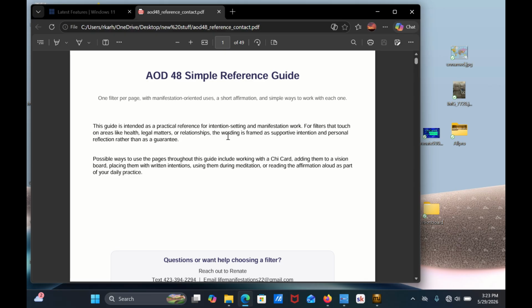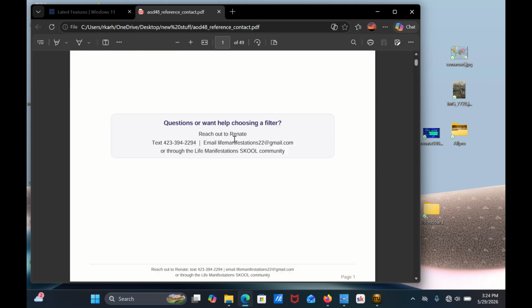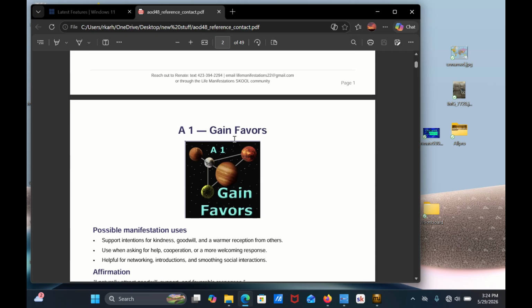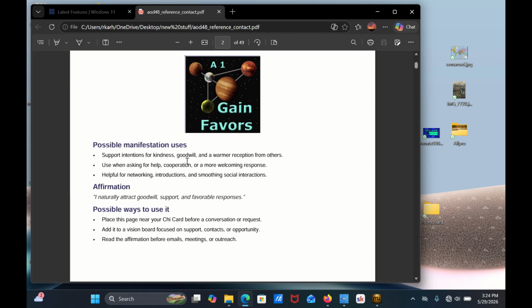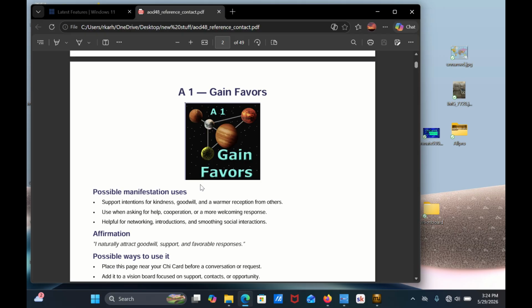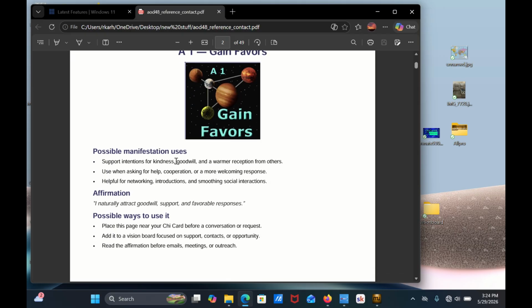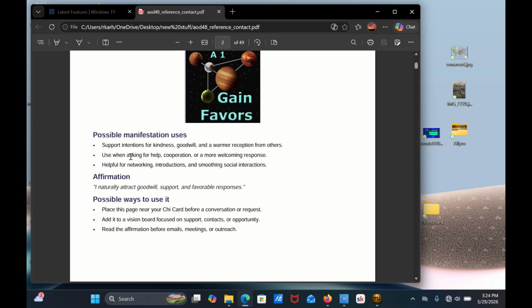This is a reference guide that I created for the AOD 48. We're just going to look through each one, and each page has possible uses, an affirmation, and possible ways to use it. So, gain favors. Possible uses: support intentions for kindness, goodwill, and a warmer reception from others.